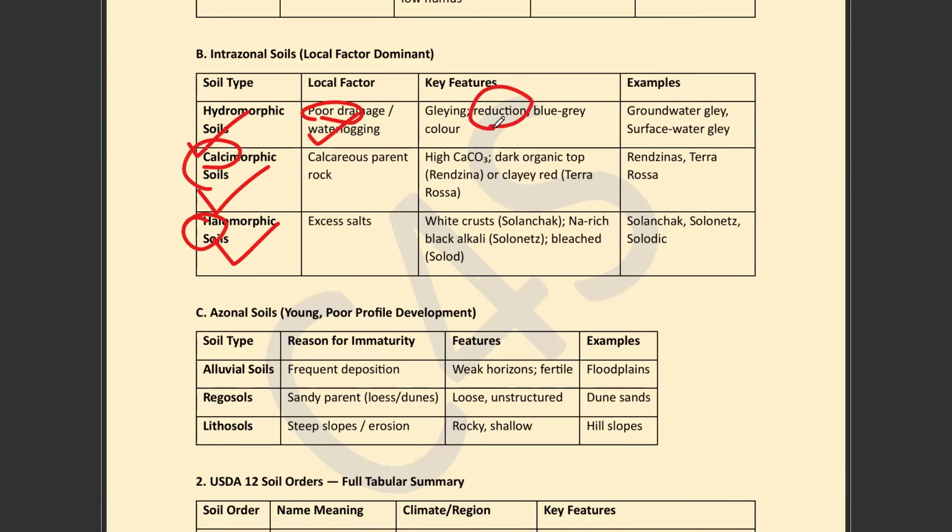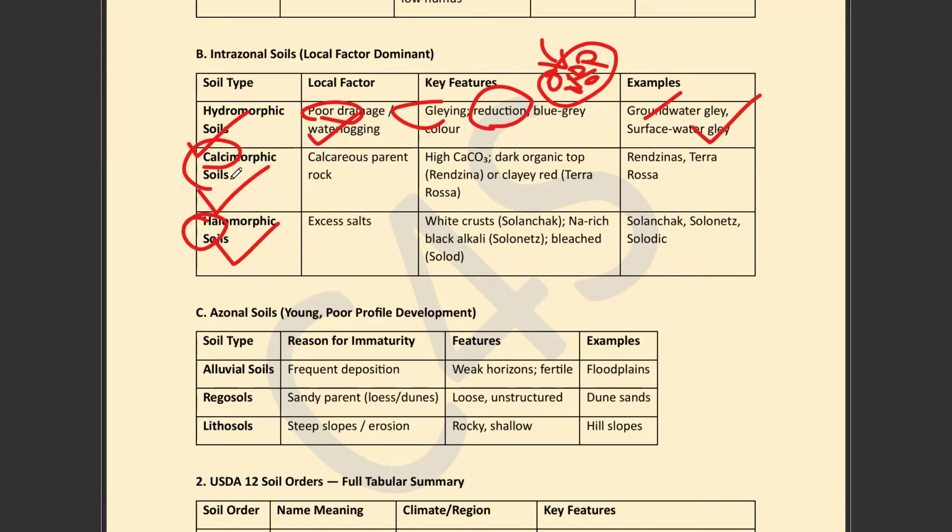And what is the key feature? Reduction, or a blue-gray color of the soil. Gleying means, see, if there are many soil particles here, and these gaps are already filled with water, but even after that, if the region is of hydromorphic soil, that is there is more income of water, there will be a condition called water logging. So that is called gleying. Groundwater gley or surface water gley is an example.